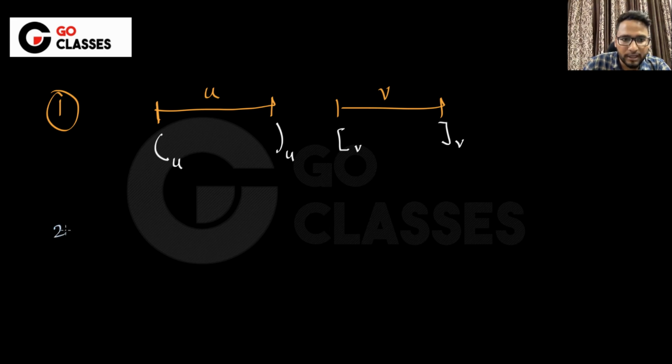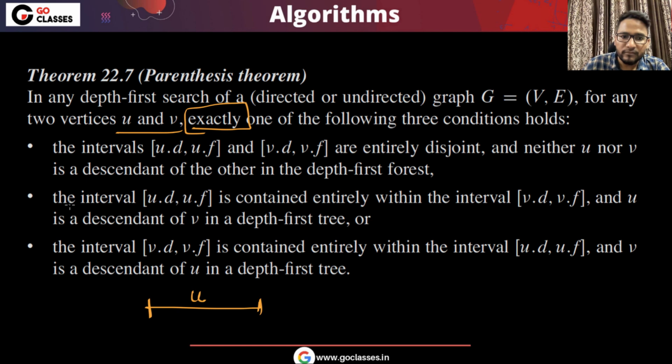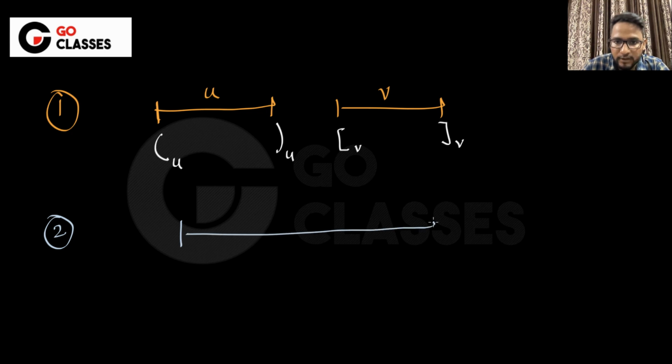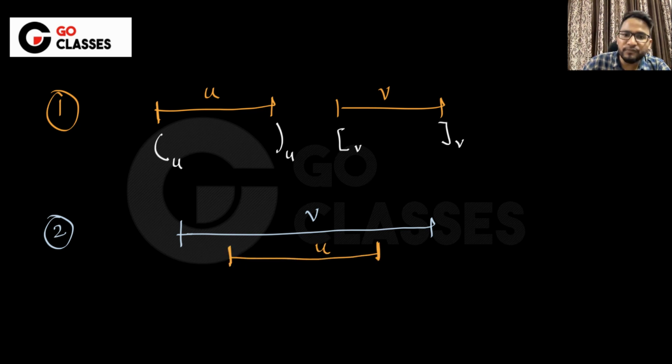Another case, let me take it as case 2, could be that the interval which is start of u and finish of u is contained entirely within the interval of v. Which means you take the interval of v, and in this interval the u interval is entirely contained, so the u interval will be something like this. Which means if you try to map this with balanced parentheses, then this is start of v, this is end of v, and here you have start of u and end of u, so you are having a balanced pair of parentheses.